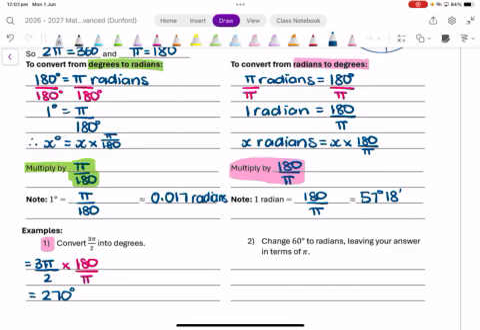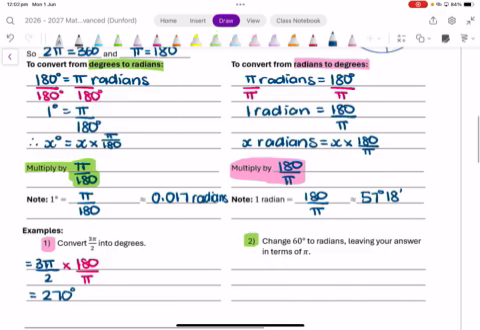Okay, example 2, we want to change 60 degrees to radians. So we're starting from degrees and going to radians, using the green method, and we're going to leave our answer in terms of pi. We start off with our 60 degrees and multiply it by pi on 180 degrees. We'll have 60 over 180, and that simplifies down to pi over 3.